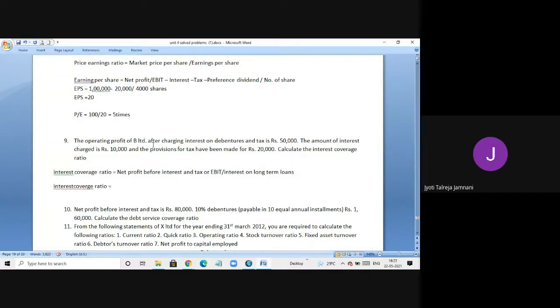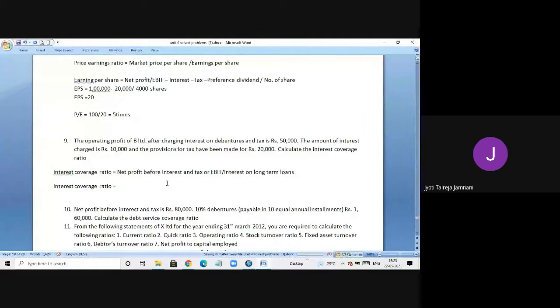you can see here the operating profit of B Limited after charging interest on debentures and taxes is rupees 50,000. The amount of interest charged is 10,000 and the provision for tax has been made for rupees 20,000. Calculate the interest coverage ratio. So we want profit before interest and tax, but they have given you profit after interest and tax. We want before. So if we have the after value, if we add back interest and tax, I will get the value before interest and tax.